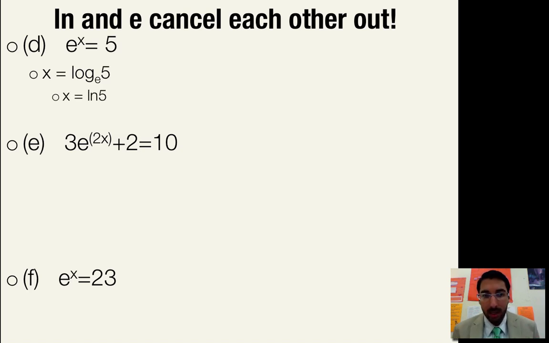That's natural log. So x equals ln of 5, and then you plug in ln of 5 in your calculator, x equals 1.609. Pretty simple, right? All right, what if there's a bit more things?